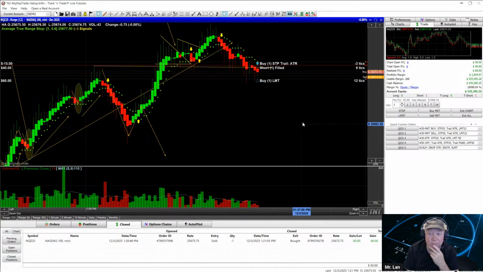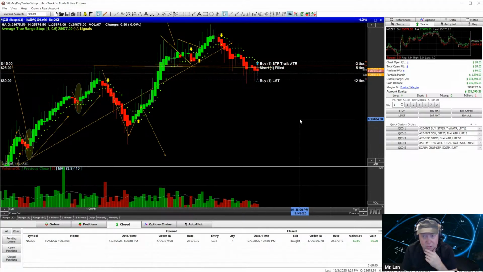This is called scalping right here. All right. Day trading would mean that we'd probably go out to a longer term time frame. We'd try to catch a longer trend. This is just kind of taking little pieces out of the market.